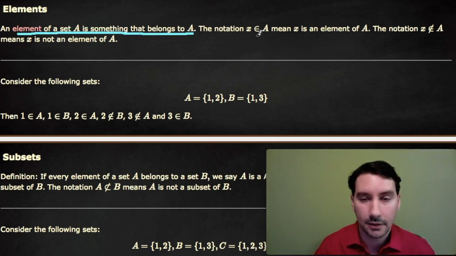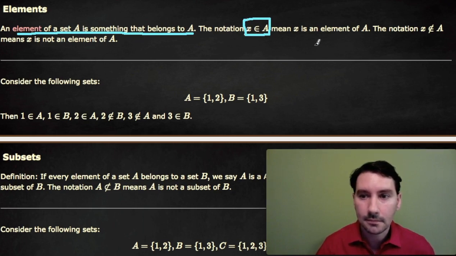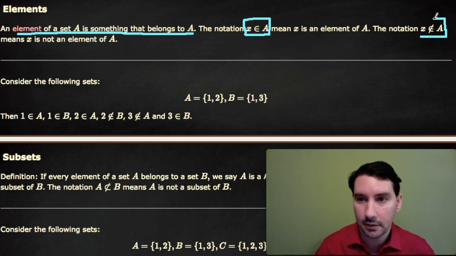And the notation for this is written with a membership symbol. So if x belongs to A, then we write x is in A. And that's how you would read this, x is in A. If x is not in A, then we write the membership symbol with a slash through it. So this is saying x is not in A.